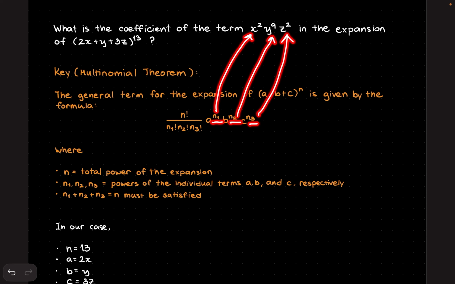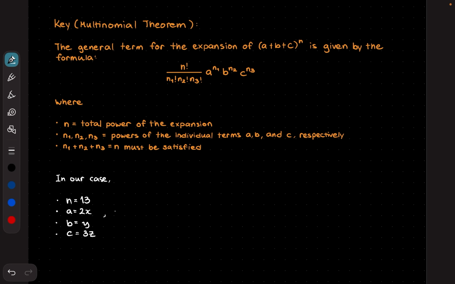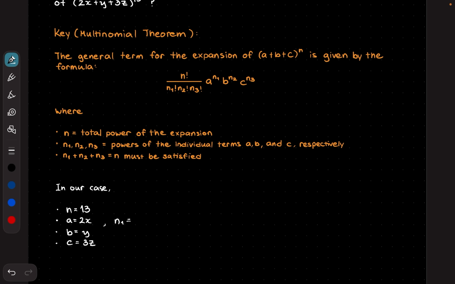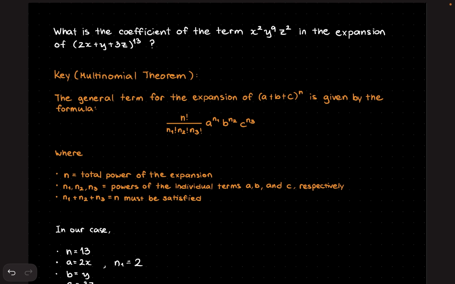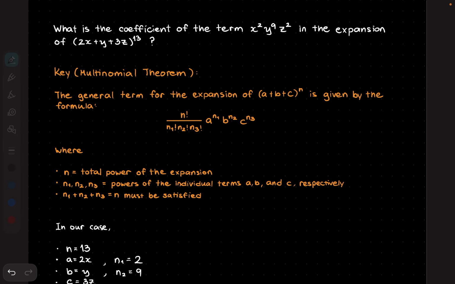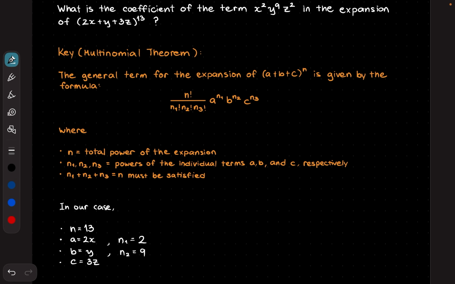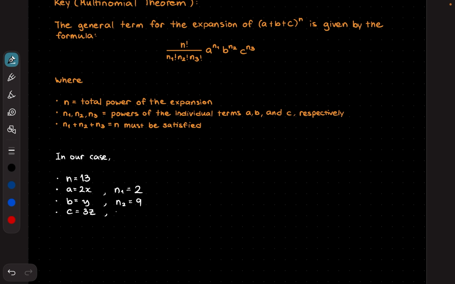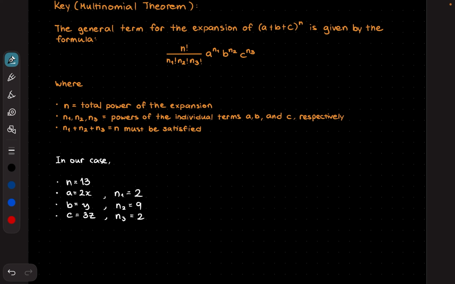Moreover, since we want n1, n2, and n3 to be as such, take note that it doesn't matter if there's a coefficient out here. What matters is that this variable must have an exponent of 2. So we take n1 to be equal to 2. Similarly, we do the same for the others. So n2 will become 9 to match this one, and then n3 must be 2. Okay, so I hope you got that one.